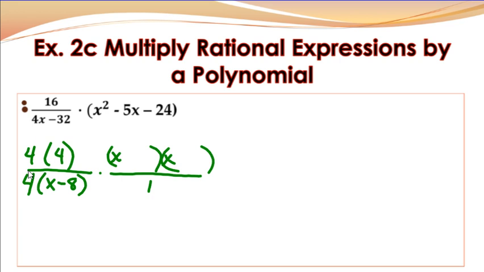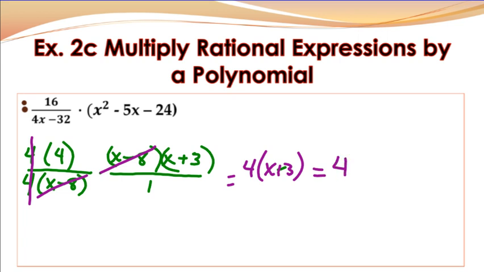What multiplies to get negative 24, but add them together gives me a negative 5? That'd be a negative 8 and a positive 3. And now we can simplify. The 4's divide each other off. X minus 8 divide each other out. I'm left with 4 times x plus 3, which equals 4x plus 12. And this would be our answer.